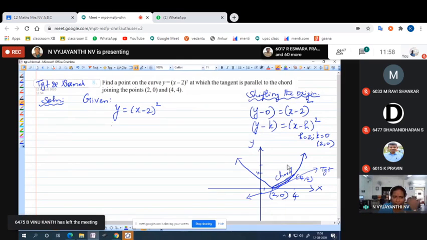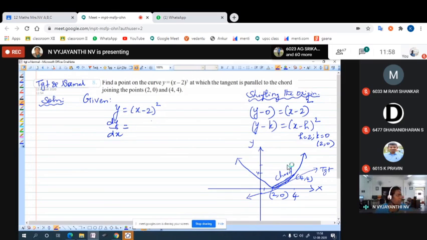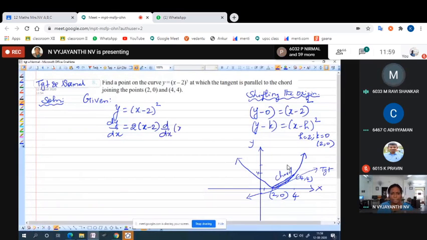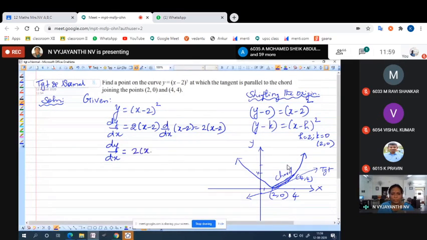This is the chord joining the points (2, 0) and (4, 4). So whenever we have the curve, let us find the first derivative, as we are discussing the tangent. What is the derivative of this function? Whenever we have x power something, we assume it is x power n. So 2 into (x minus 2) into the derivative of (x minus 2). What is the derivative of x minus 2? 1. So 2 into (x minus 2) is dy by dx, isn't it?